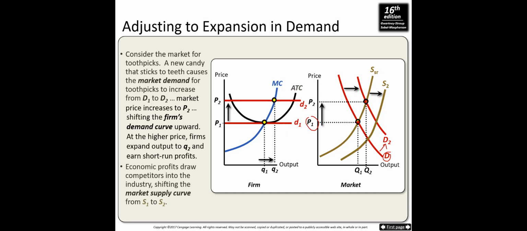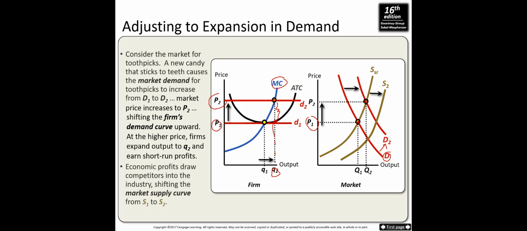At D1 and P1, this single firm is making zero economic profit. Because of the increase in price, now this firm is making positive profits, right? MC and P2 intersect here. At Q2, go up to the ATC curve. This firm is making a positive economic profit.